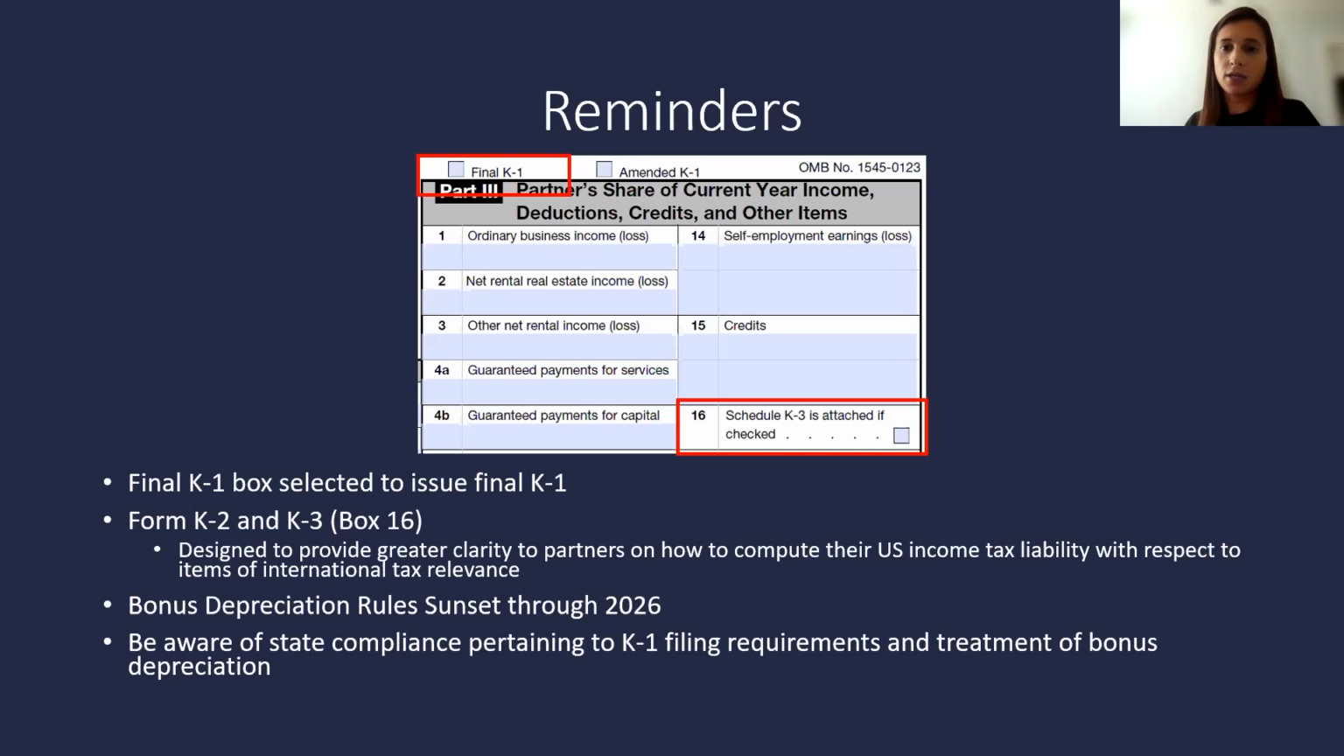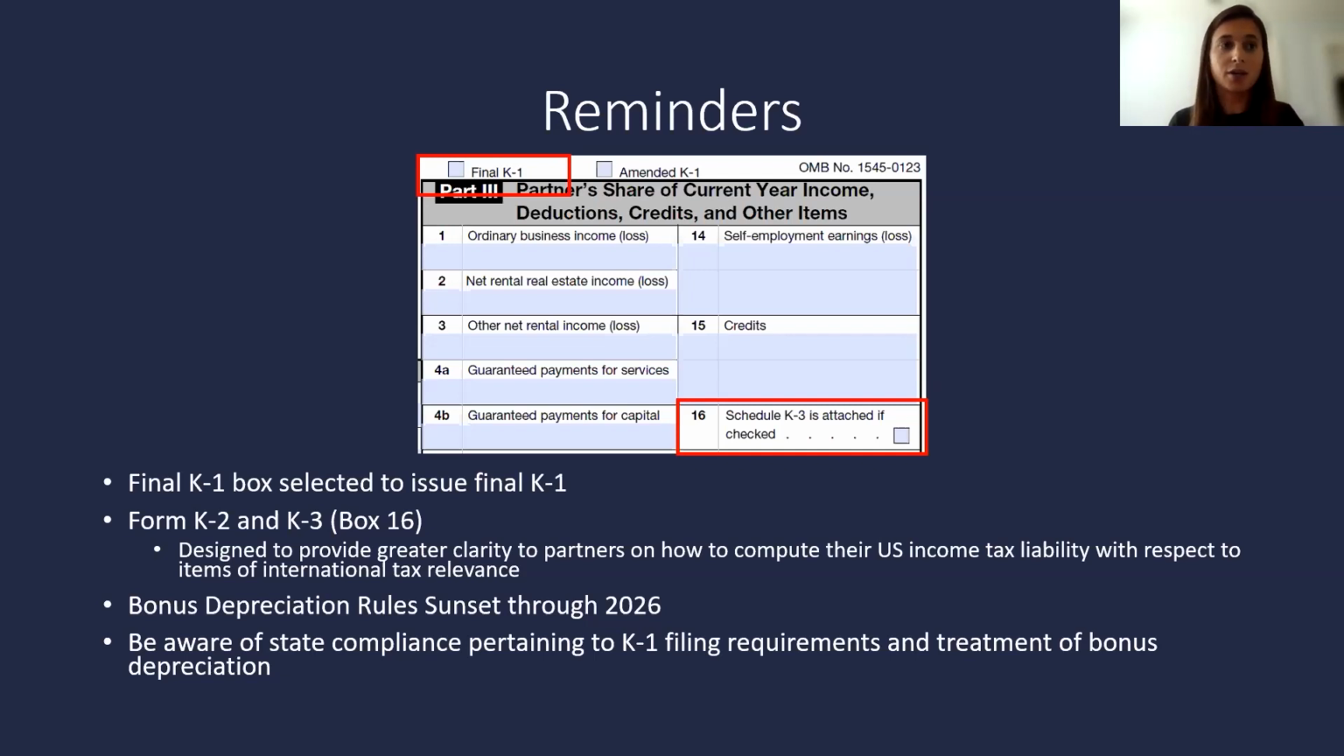And then something we really didn't touch on today would be the state K-1s. We really just talked about the federal K-1. I just want to put this out here to be aware of the state compliance pertaining to the K-1 filing requirements, as well as the treatment of bonus depreciation. Some states make you add back bonus depreciation. Some, if you're investing in a fund, for example, that has assets across several states, you may receive K-1s for all of those states. You need to know if you should be filing returns in each and every one of those states.